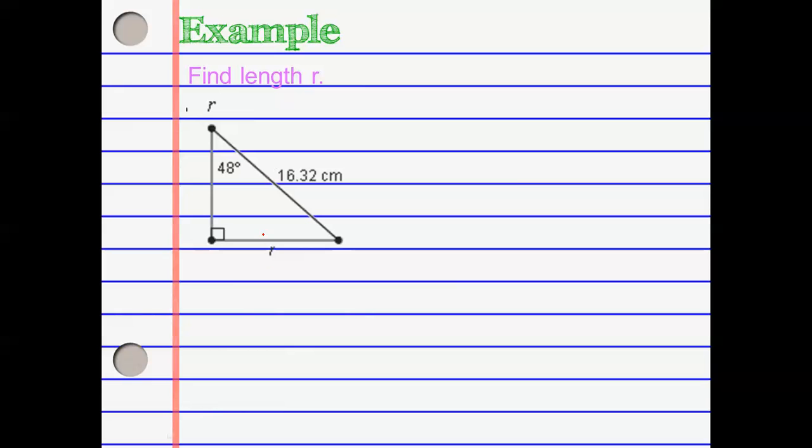Here we want to find the length of R. We're given an angle and we're given the hypotenuse. So what we want to do is write up SOHCAHTOA.